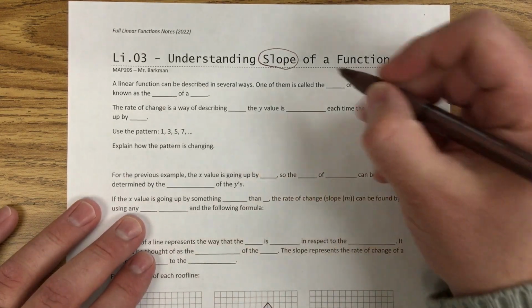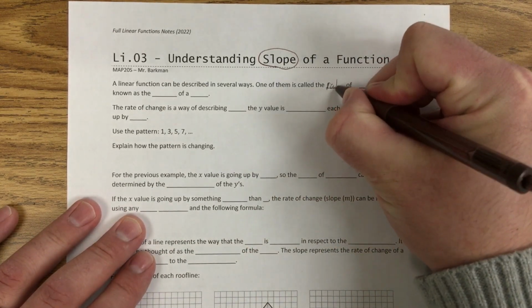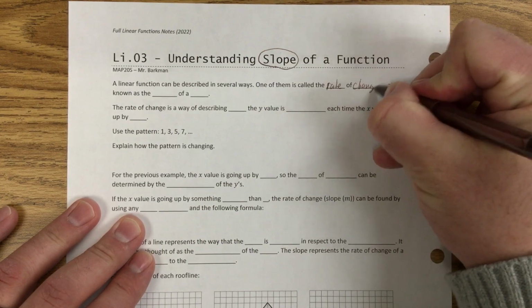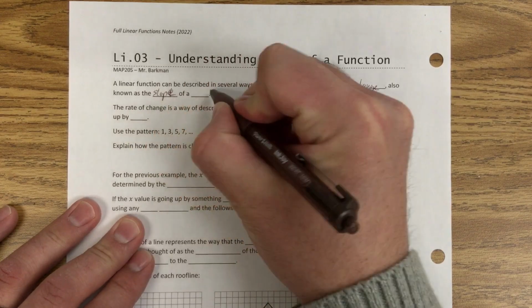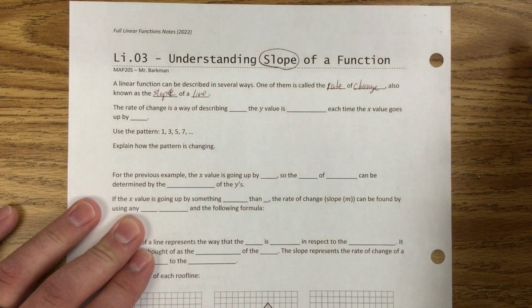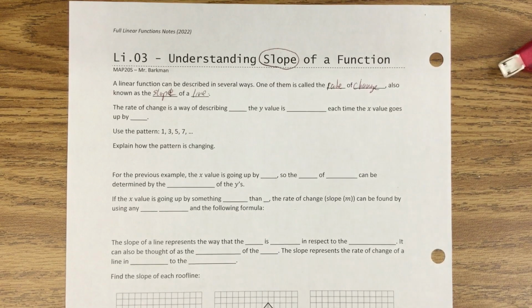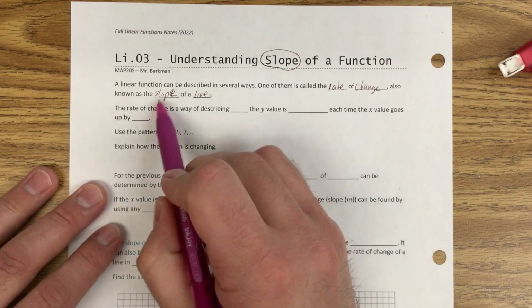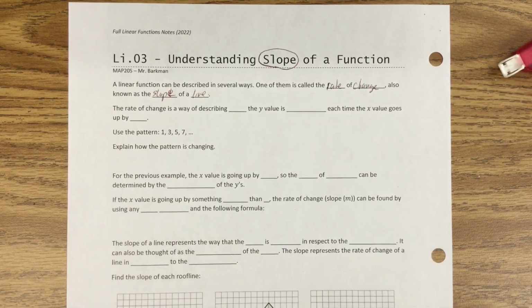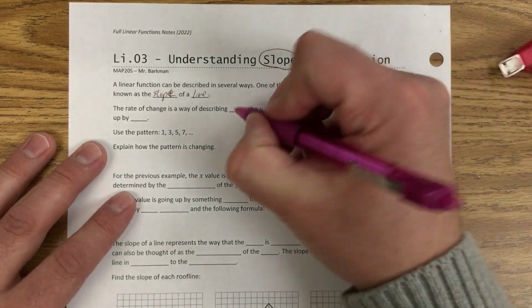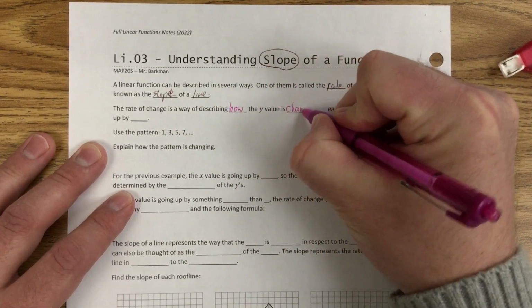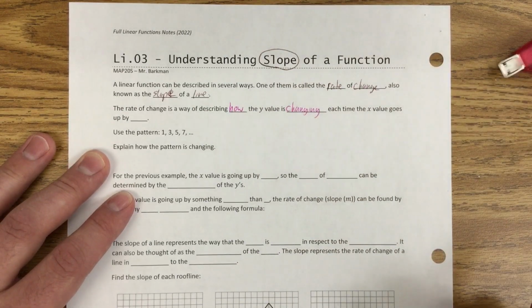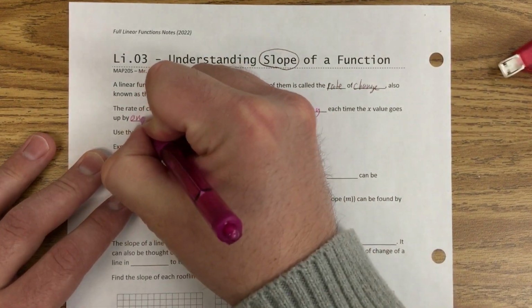One of them is called the rate of change, also known as the slope of a line. It's also called the slope of a line, and we're going to specifically look at the term slope in this case. The rate of change is a way of describing how the y value is changing each time the x value goes up by 1.